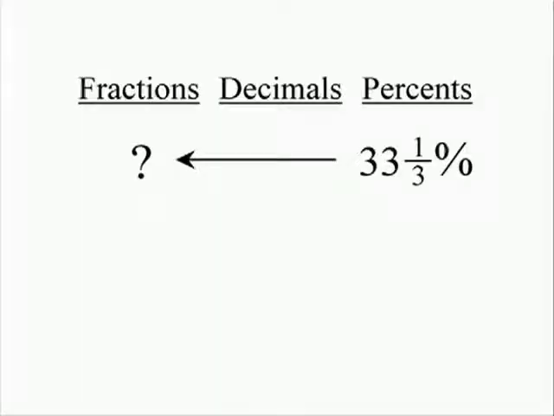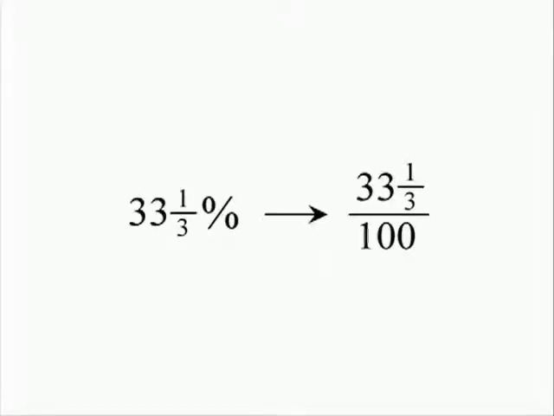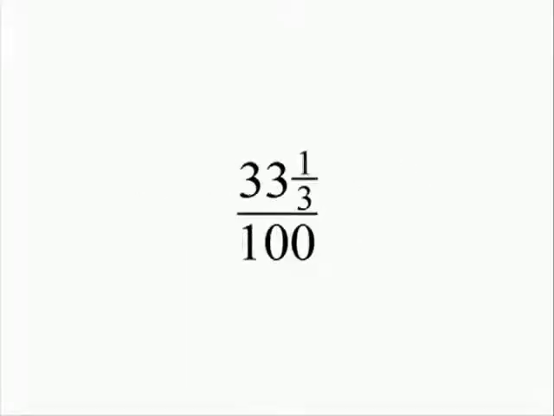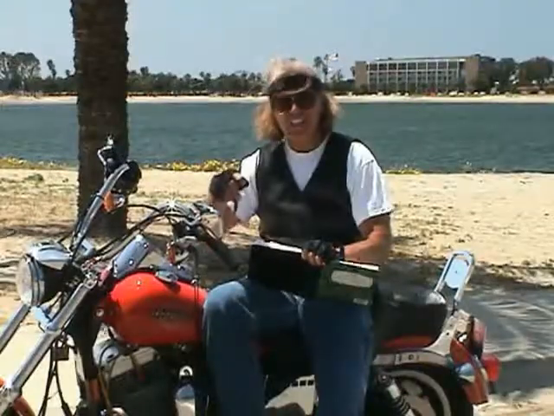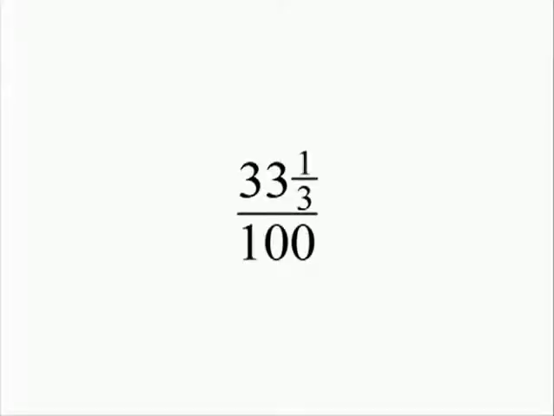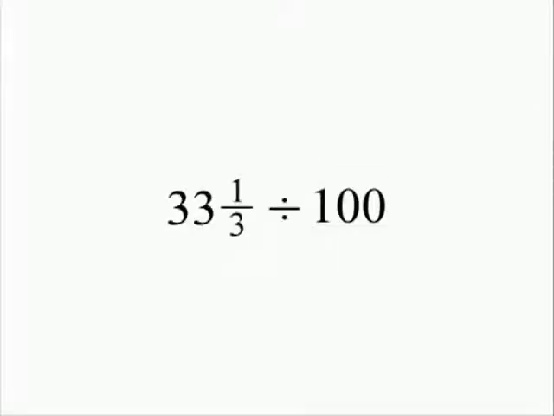How would you change 33 1/3% into a fraction? Remember the rule. You write the number over 100 and you get 33 1/3 divided by 100. That doesn't look right, Mr. C. That's because it's a complex fraction, and in order to simplify it, you have to rewrite it. You must rewrite this division problem as a standard fraction division problem like this.